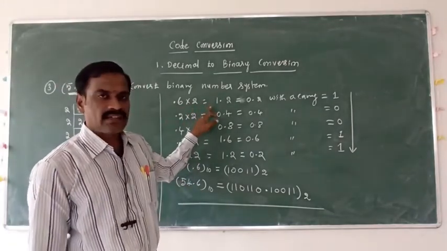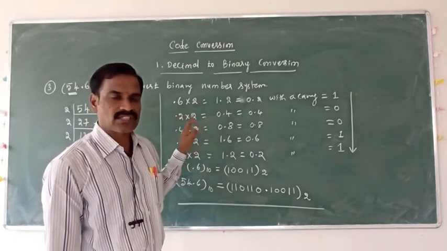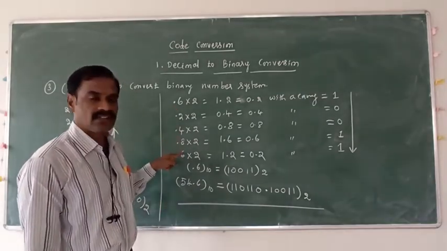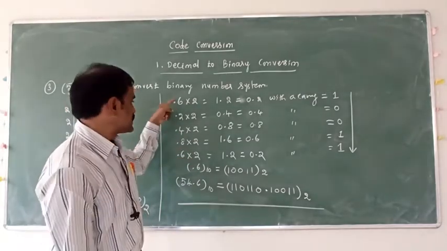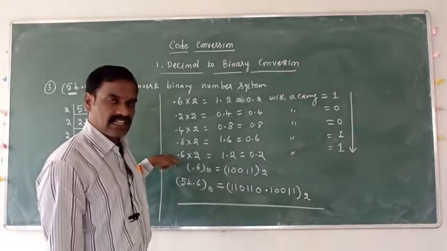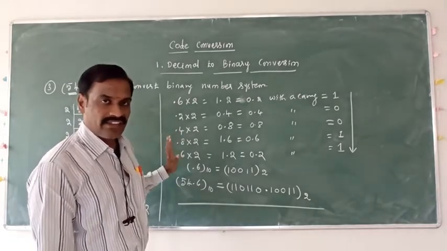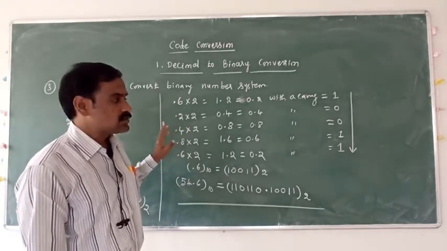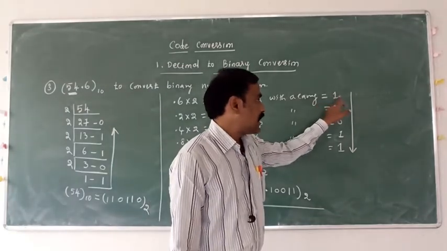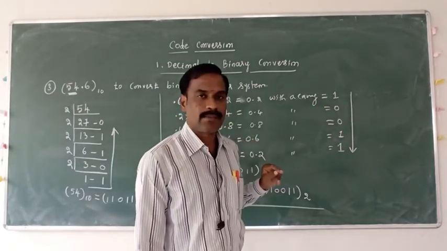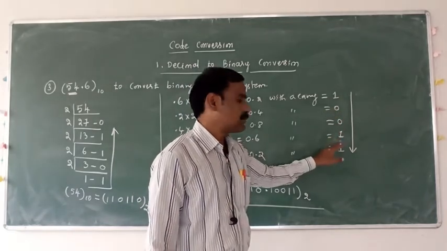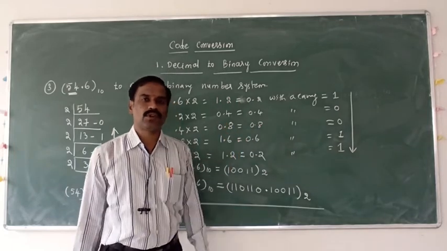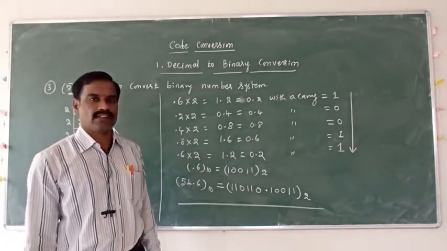For this, there are 3 ways we can stop the process to convert the decimal to binary. Number 1, if any 0 occurs here, we can stop the process, or if the same number repeats we can stop. Otherwise, if no 0 occurs and the same number is not repeated, we can stop up to 5 digits: 1, 2, 3, 4, 5. This is the format to convert the given decimal number to binary format.